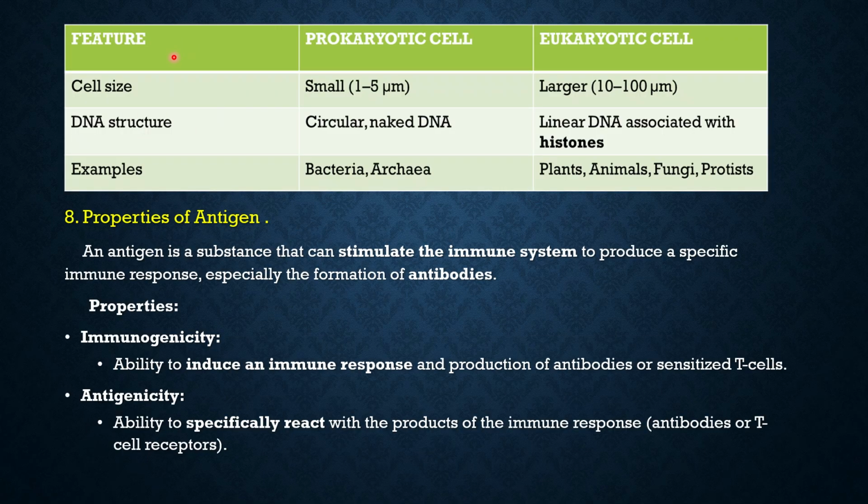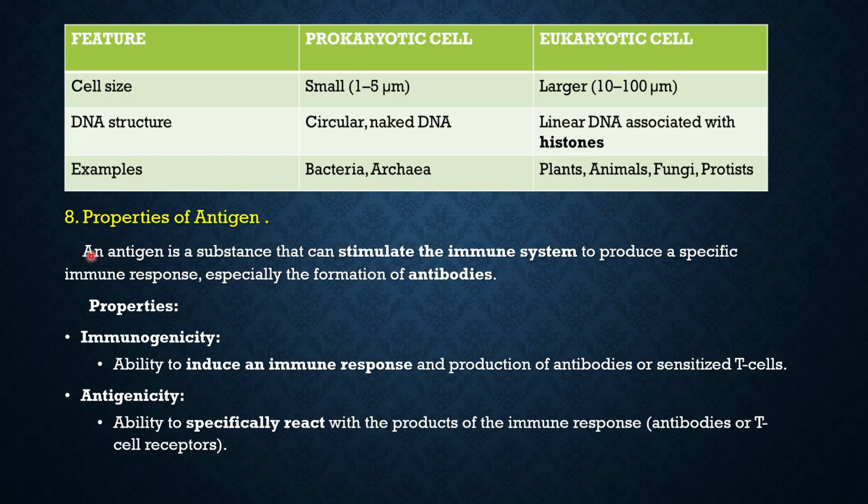Coming to the cell size, prokaryotic cells will be smaller, eukaryotic cells larger. For DNA structure, prokaryotes have circular, naked DNA, while eukaryotes have linear DNA associated with histone proteins. Examples are bacteria for prokaryotes, and plants, animals, etc. for eukaryotes.